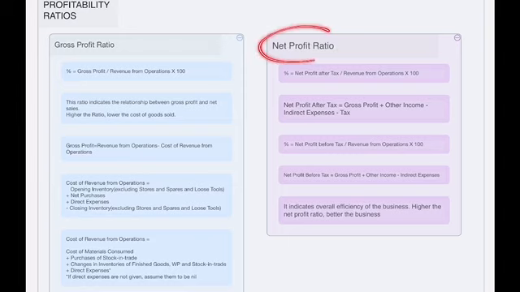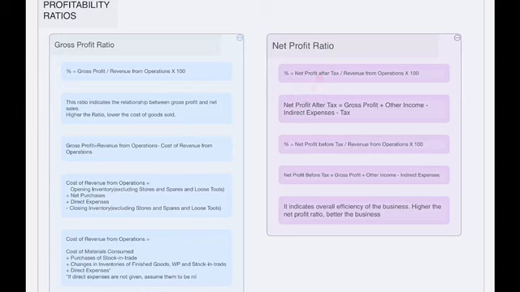So, net profit ratio. Net profit ratio is expressed in percentage terms, therefore we multiply by 100. Net profit ratio is net profits after tax divided by revenue from operations into 100.